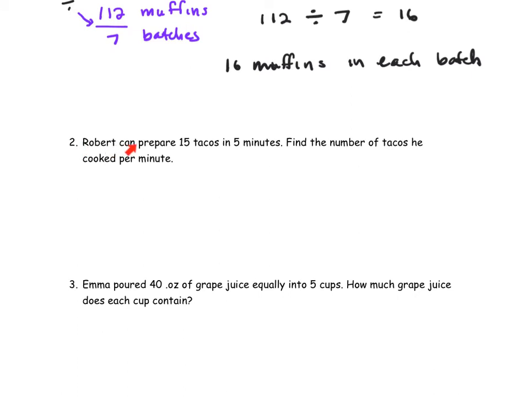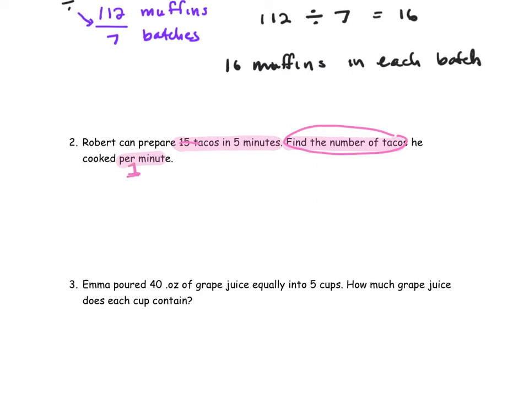Number 2 says Robert can prepare 15 tacos in 5 minutes. Find the number of tacos he cooked per minute. The word per implies 1. So we're going to start by highlighting the information they gave us. 15 tacos in 5 minutes. Then they ask us specifically to find the number of tacos. We need to find the number of tacos. That's what we don't know. So we're trying to find the number of tacos, but they went on to mention per minute. And when they say per minute, that means for 1 minute.